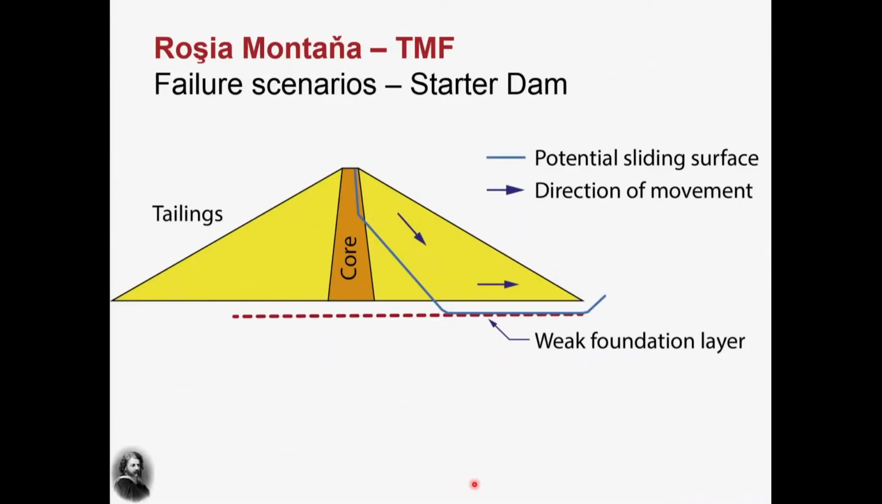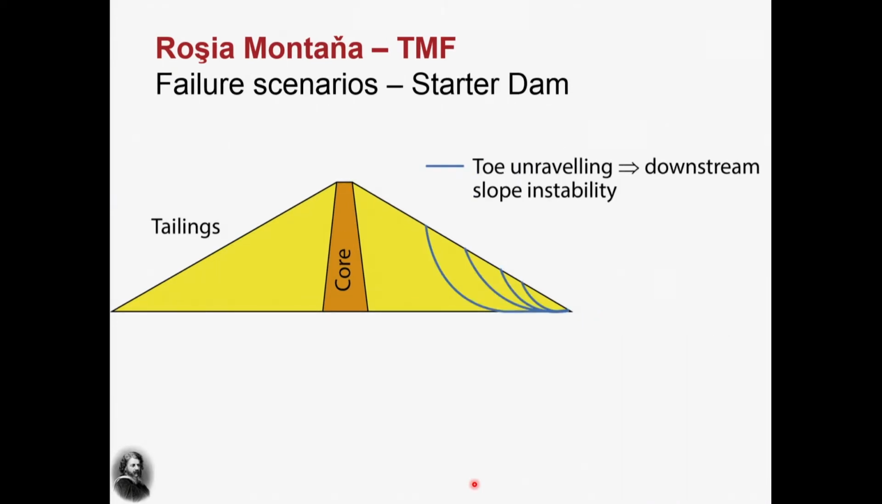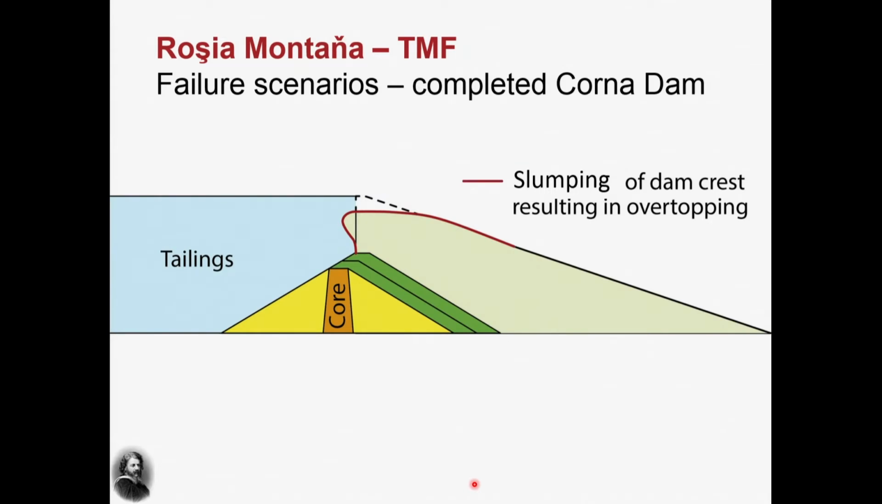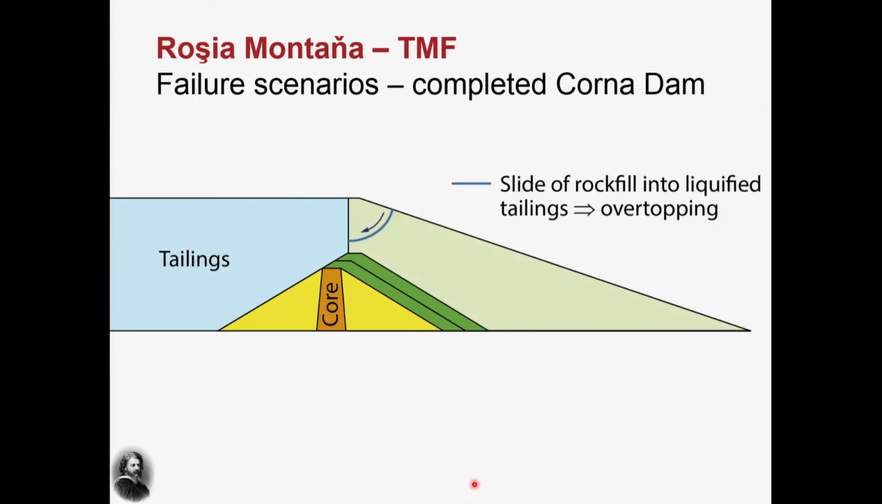You could have a failure through a weak foundation layer. In fact, that's what happened at Mount Polley. You could have toe unraveling, which is not unusual, for example, if you have piping. You could have the more classical potential sliding from the crest on towards the downstream side. And for the completed dam, the corner dam, examples are slumping at the dam crest, as I mentioned before, so that the tailings would overtop. The rock fill could fail inside the tailings, and then there would be another form of overtopping.